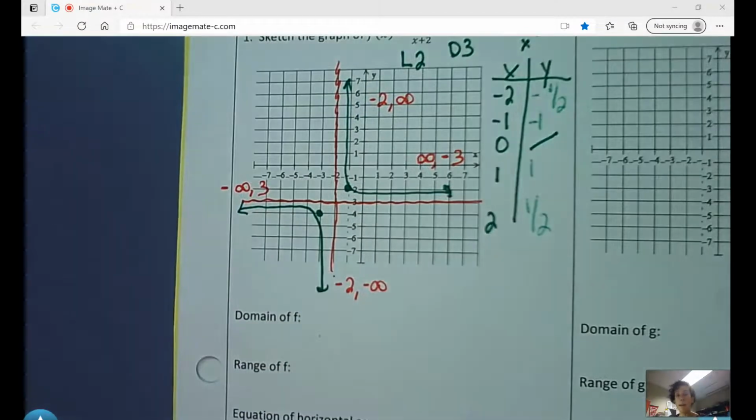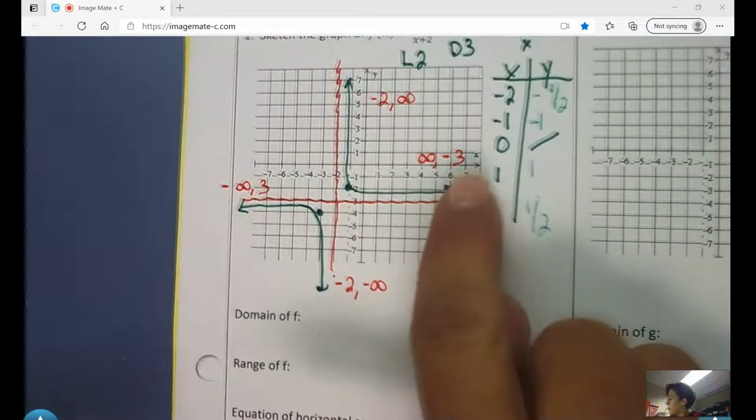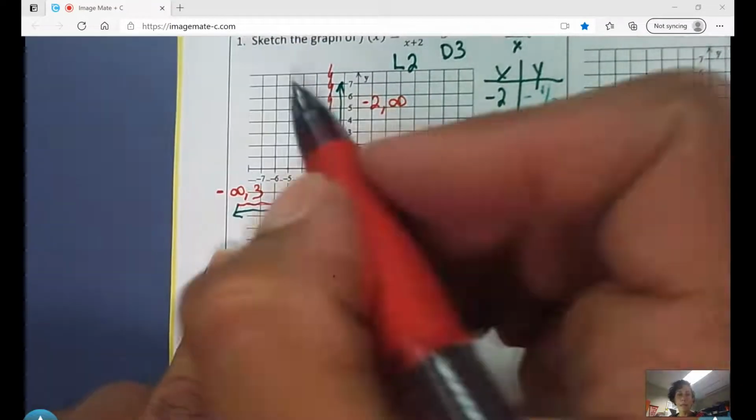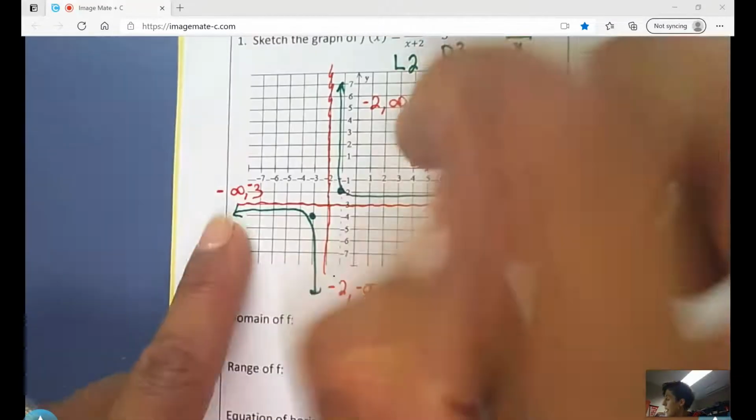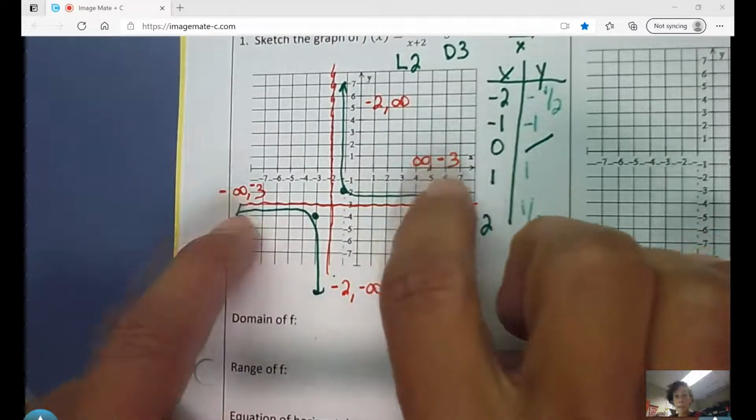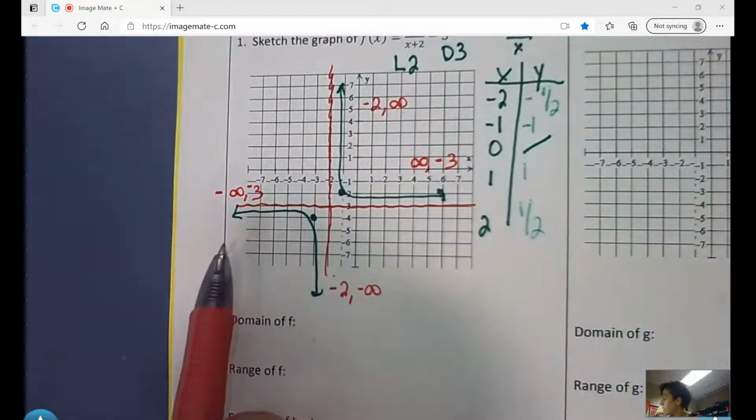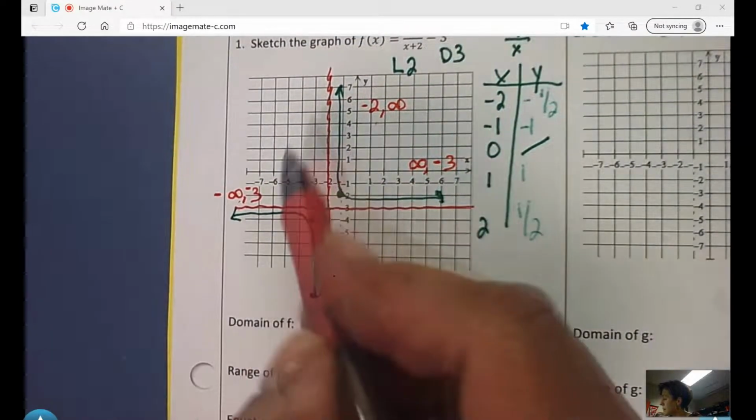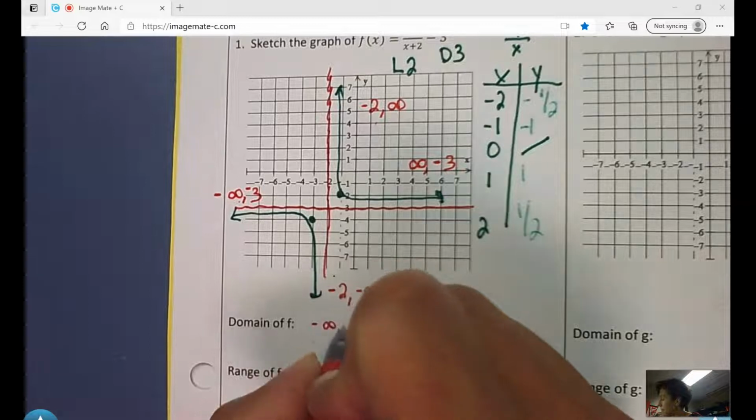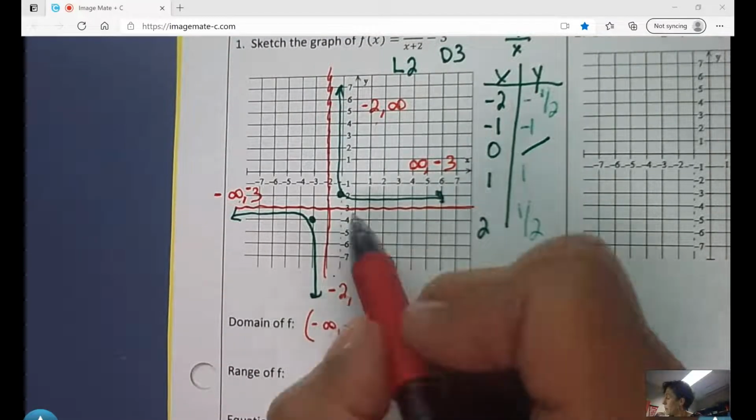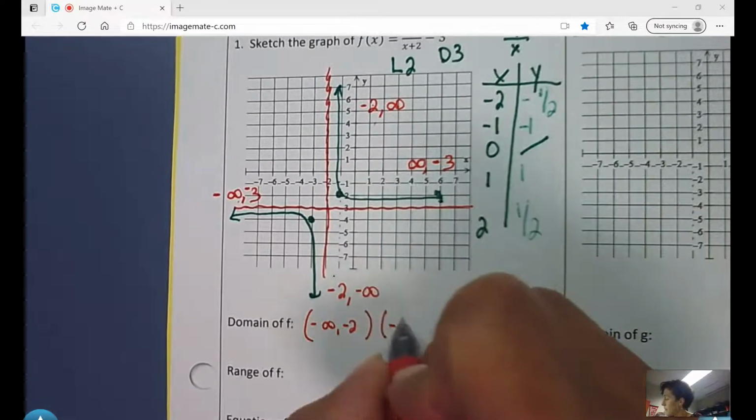So then I've got all of those things. So remember, these are just opposites. Not almost. I left my negative out of this one. These are pretty much the same, except the infinities are opposite, and the same with here. The infinities are just opposite. So my domain is smallest x to biggest x, so negative infinity to negative 2. Then the wall stops it for a while, and then it picks back up with negative 2 going to infinity.